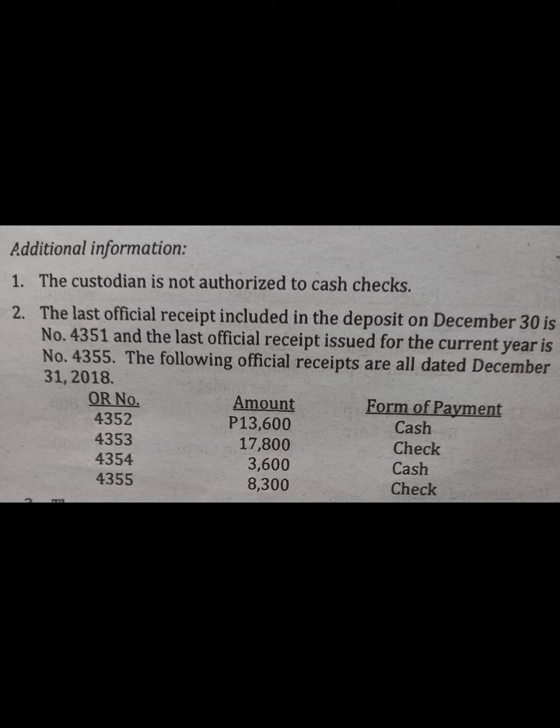It says here in number 2, this is the official receipt recorded by Benjamin Corp. There is 13,600 from cash, 17,800 from check, 3,600 from cash, 8,300 from check. As you notice, it started with 4,351, then 4,352. So, where is the number 4351? It is evident that there is something lacking in this data. So, the record is incomplete. Officially, what was really recorded here is the 13,600 to 8,300 pesos.